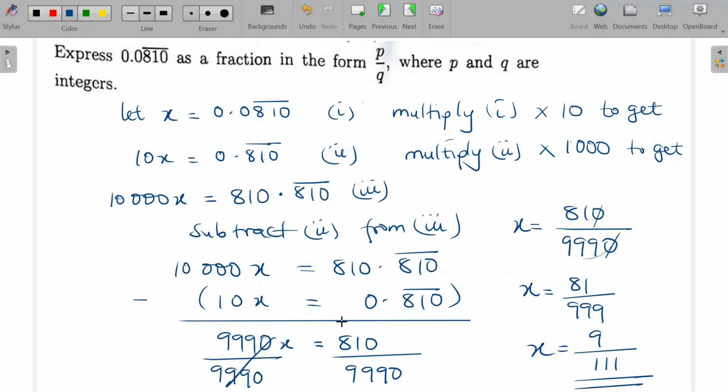But there are numbers which cannot be reduced, so you can just leave them like that. Okay, so that is something that you need to keep in mind. Are we together?